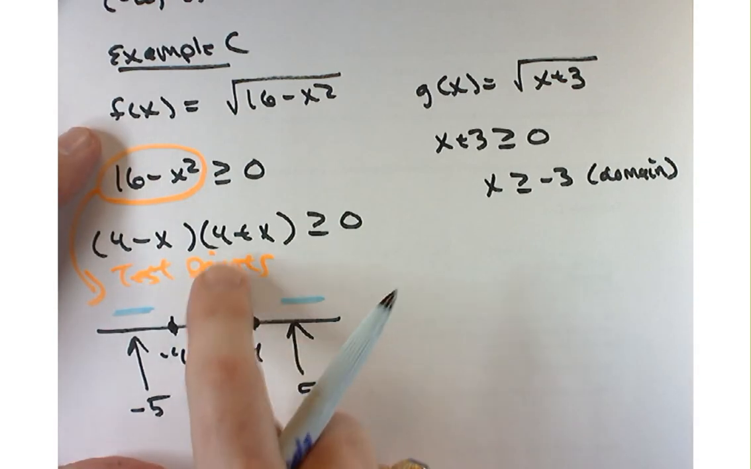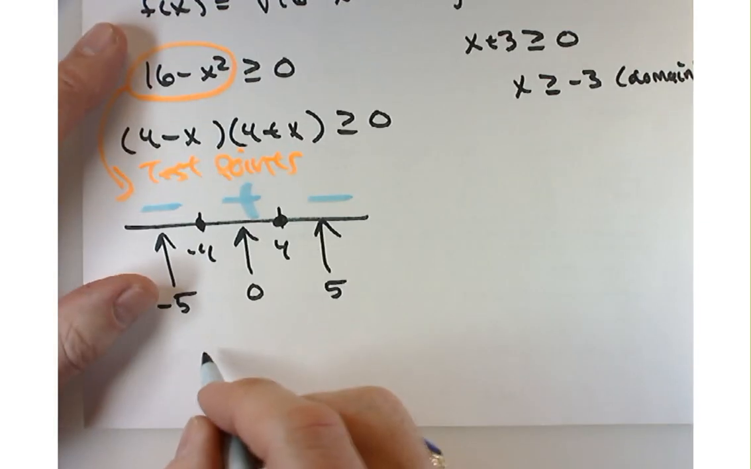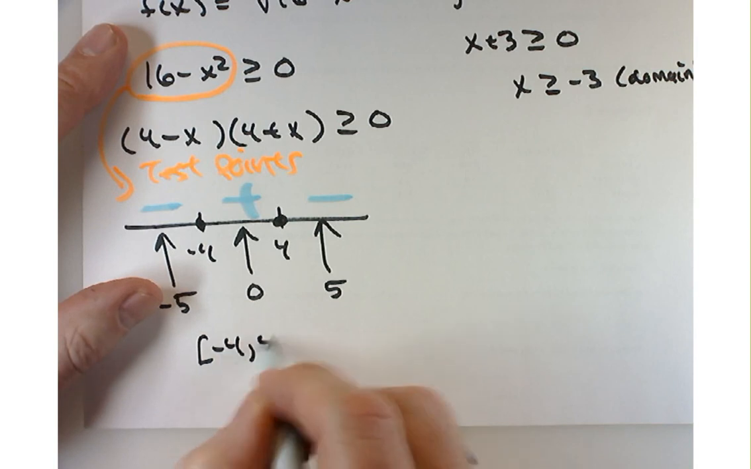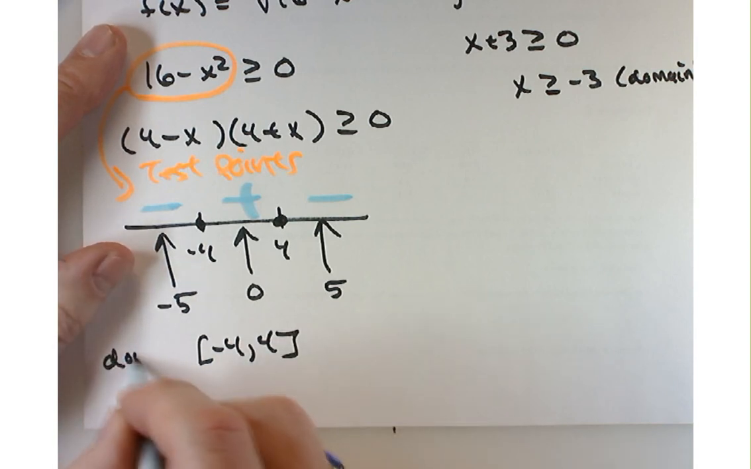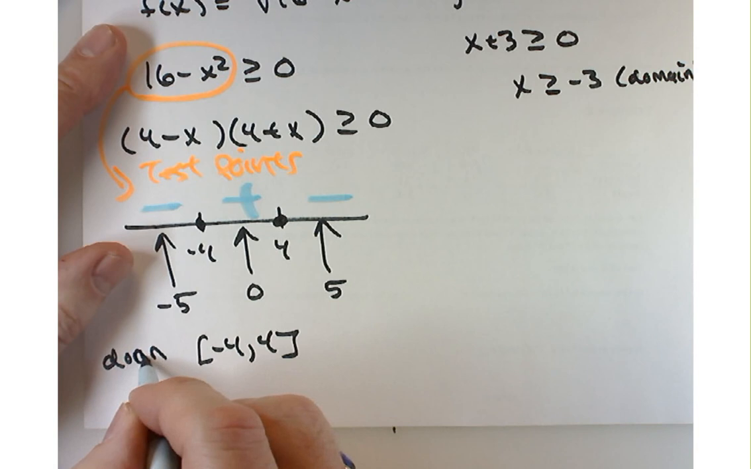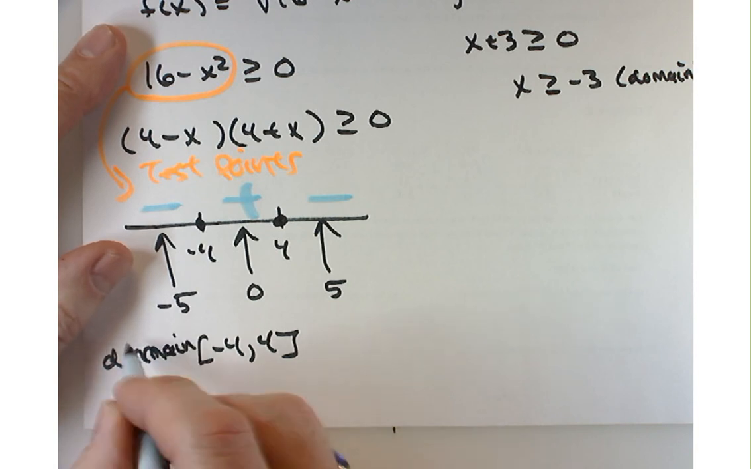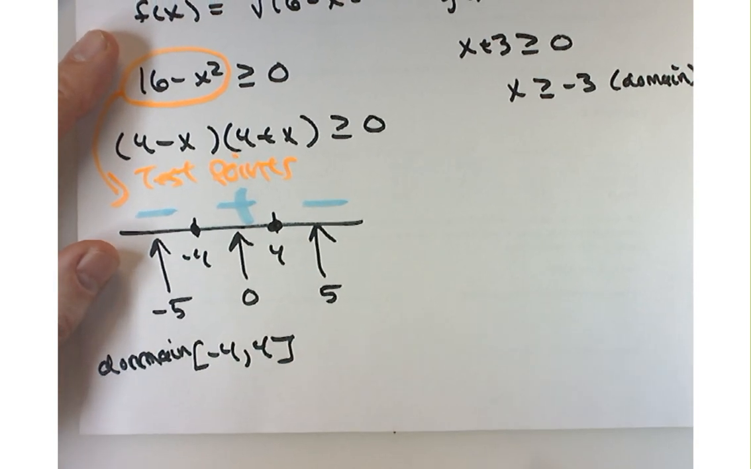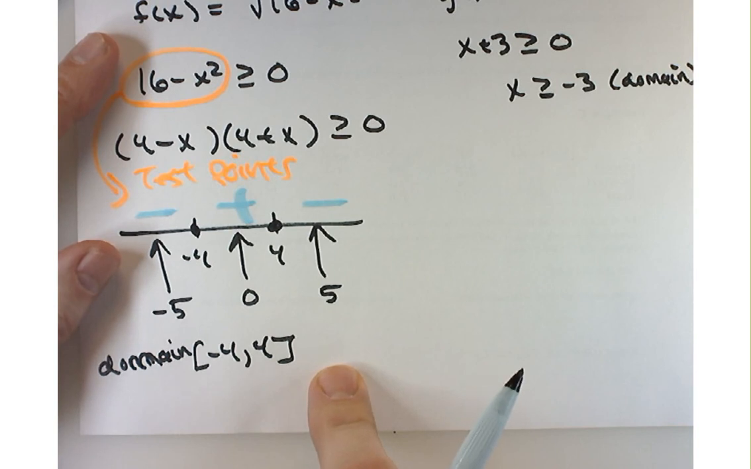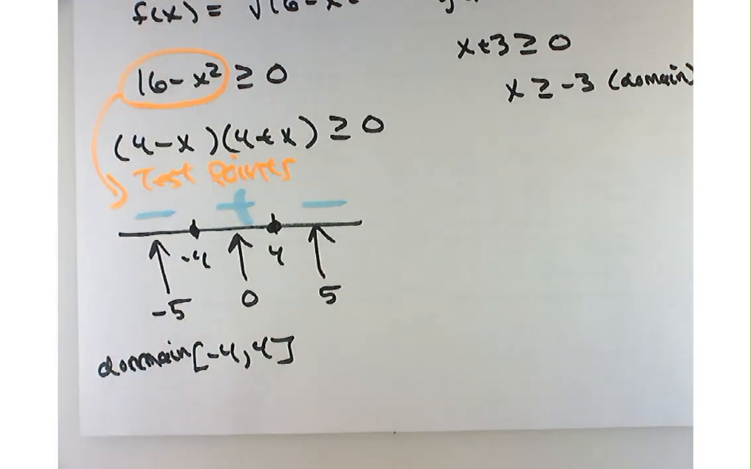I want the positive interval, so that's negative 4 to 4 is my domain. Domain. That's where this is defined. Okay, so a lot of work there to find the domains. I'm going to bring it back to kind of a nice visual thing in just a second. But you're okay with our work to find the domains.